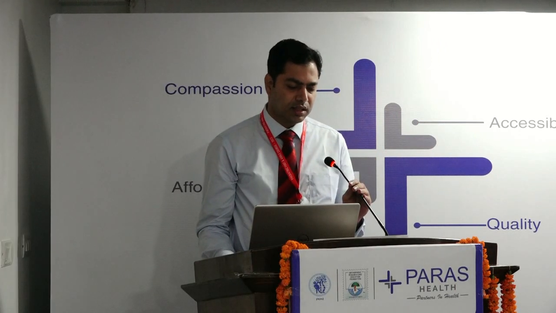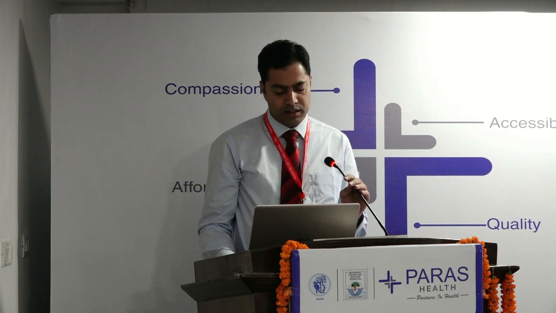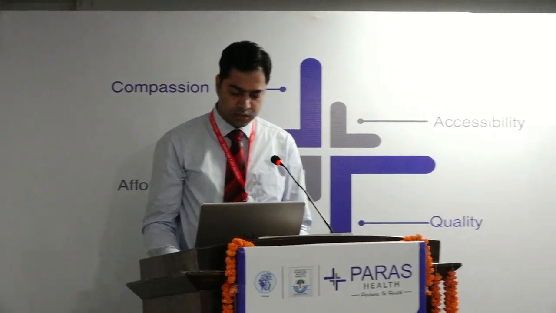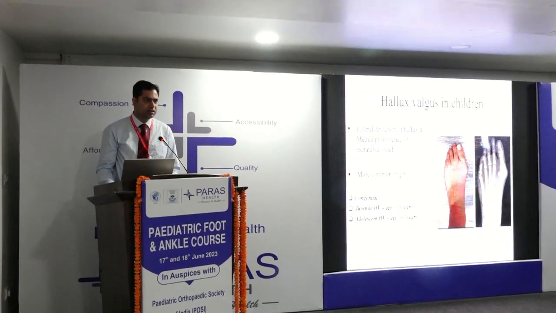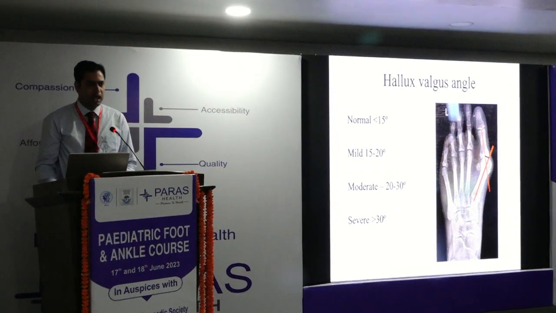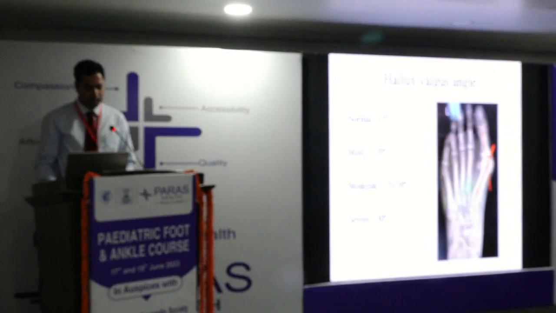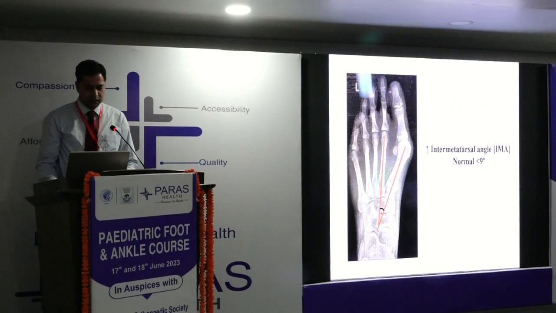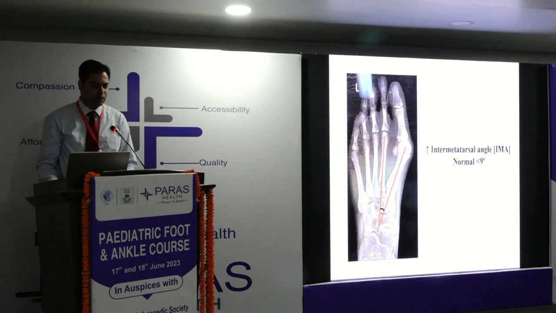So hallux valgus is a lateral deviation of hallux and medial prominence of first metatarsal head, and the incidence is much more in girls with a ratio of around 10:1, and according to the age at onset they can be congenital, juvenile or adolescent. Radiographically, the hallux valgus angle is increased, and it can be grouped into mild, moderate and severe types. Similarly, the intermetatarsal angle between the first and second metatarsal is also increased, and anything more than 9 degrees is considered abnormal.